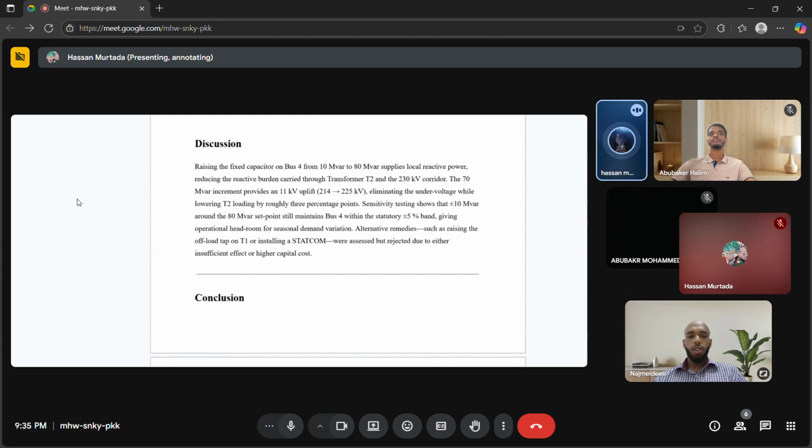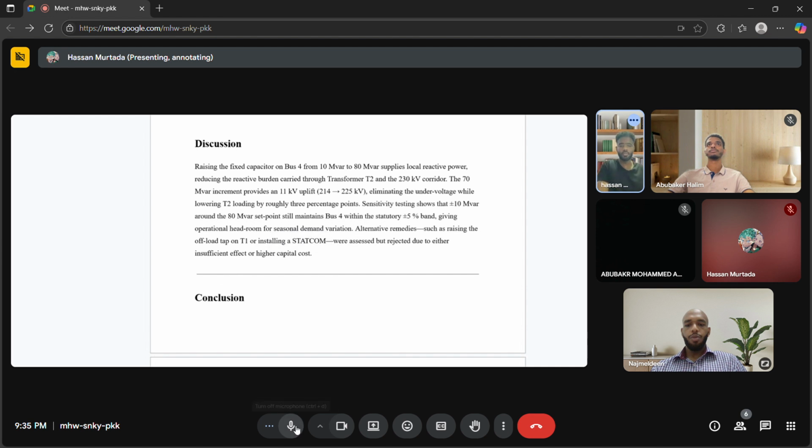Hello again, Doctor. So now I'll be talking about the discussion and the conclusion of our project. Raising the fixed capacitor on bus 4 from 10 to 80 MVAR supplies local reactive power, reducing the reactive burden carried through transformer T2 and the 230 kV corridor. The 70 MVAR increment provides an 11 kV uplift, 214 to 225, as Mohammed Ammar just mentioned, eliminating the undervoltage while lowering T2 loading by roughly 3 percentage points.